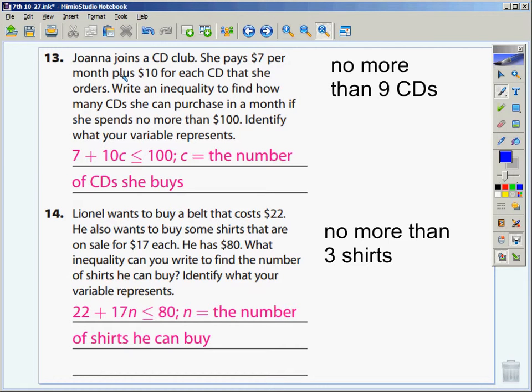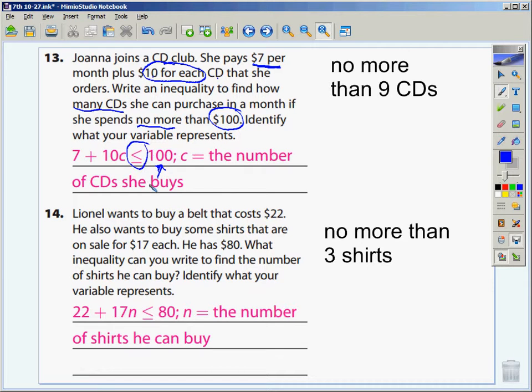Okay. Number 13 says Joanna joins a CD club. She pays $7 per month, $10 for each CD. Write an inequality to find out how many CDs she can purchase in a month if she spends no more than $100. Okay? The $100 is one of the totals. It's how much money she has to spend. It's like saying I've got $100 in my pocket. I can't spend more than that. The $7 is a one-time fee each month. And the $10 is for each CD, which is why it says plus 10C.